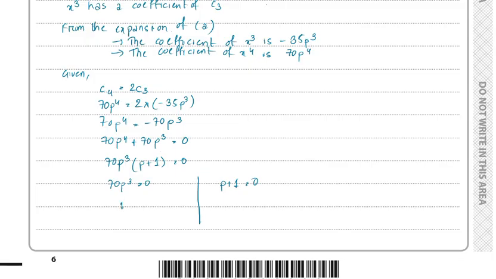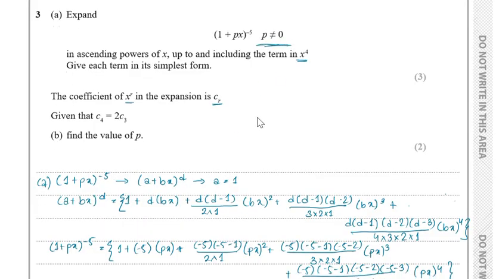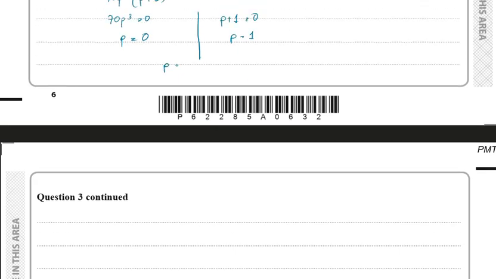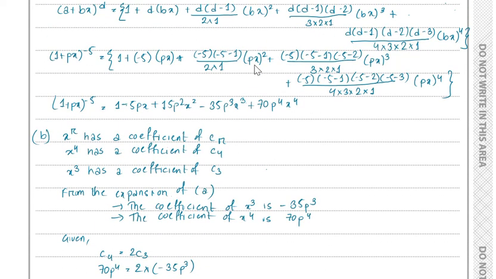Here p would be equal to 0, because anything multiplied by 0 would be 0. And here p would be minus 1. But the question said that p will not be equal to 0. So p would be equal to minus 1. This is the answer. And that's it for this question. Thank you.